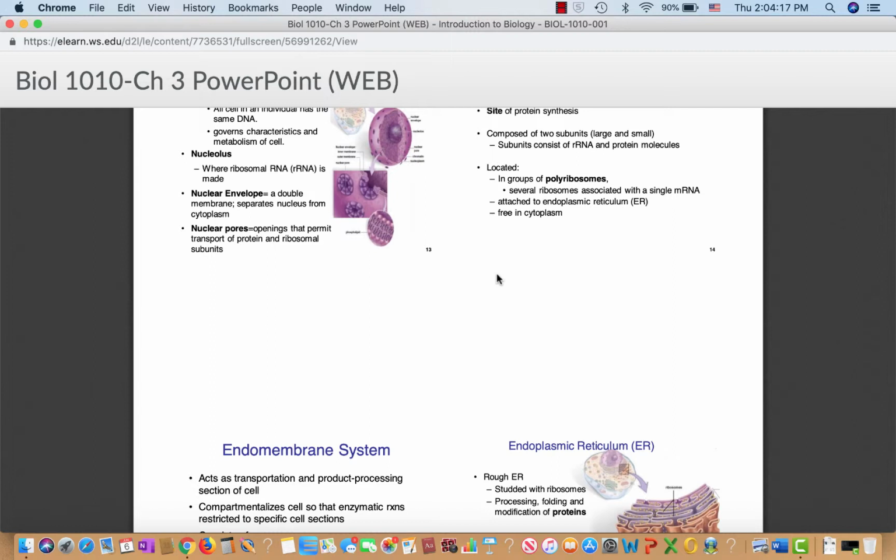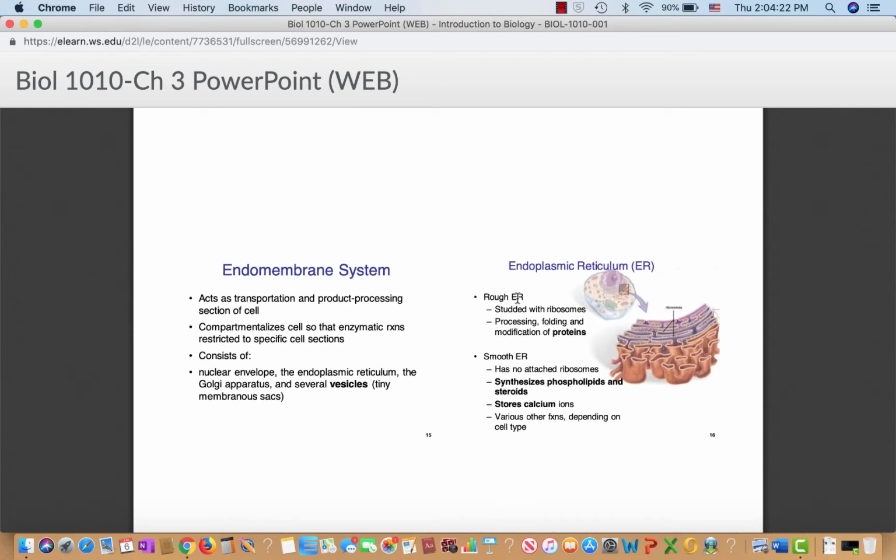Not all endoplasmic reticulum has ribosomes on it. If it has ribosomes on it, it's referred to as rough ER. If not, it's smooth ER. The rough ER usually helps process and modify proteins. The smooth ER synthesizes phospholipids and steroids. It also stores calcium ions. You'll hear this referred to as the sarcoplasmic reticulum in muscle cells, but that's the same thing. It's just a different name because it's in a different cell type.